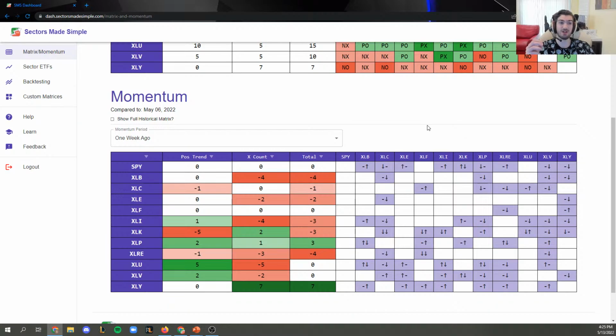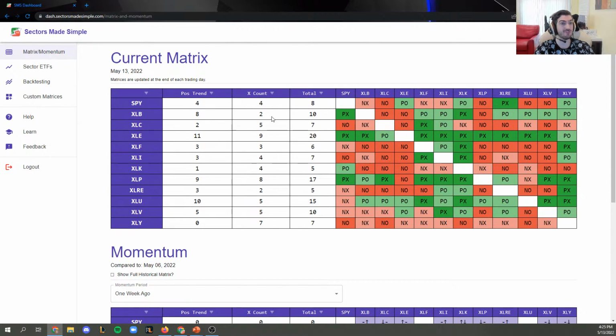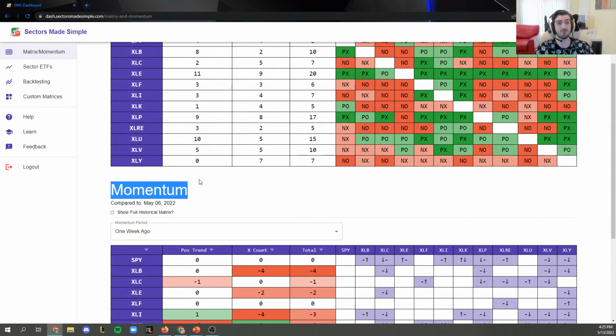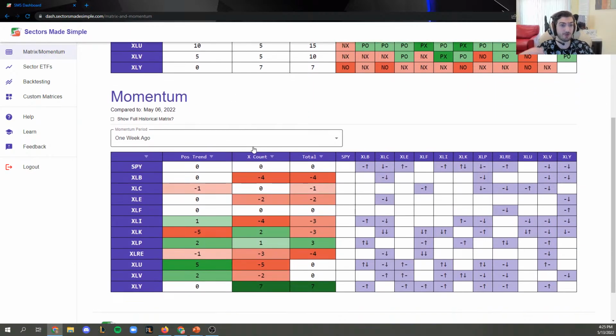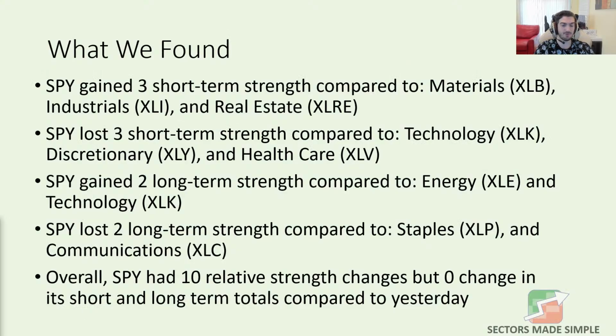There's a lot more to relative strength than just who is the leader. That's why momentum is important. And once you start understanding momentum, the next step is starting to look to see how much is changing. Does 0 really mean 0? Or was there a lot happening underneath the hood that we just didn't even notice? So that is how we would read momentum and a little bit of how we can use it.